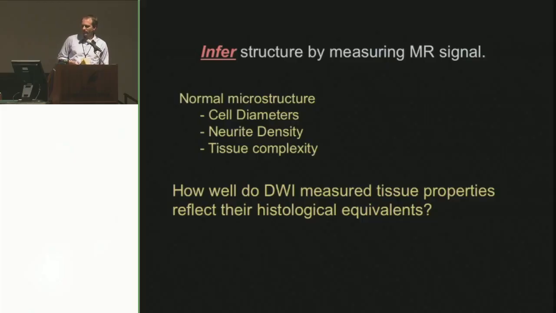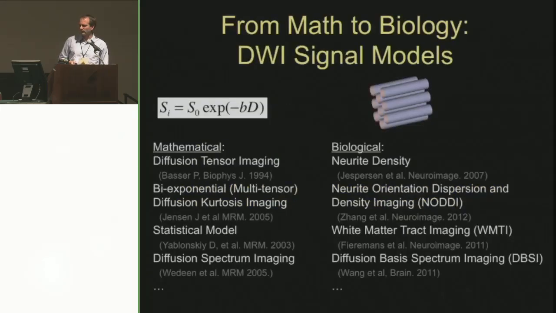Now moving on to some studies of orientation, we're looking at normal microstructure such as cell diameters, tissue or neurite density, and tissue complexity. So the question is, how well do these parameters reflect their histological equivalents?